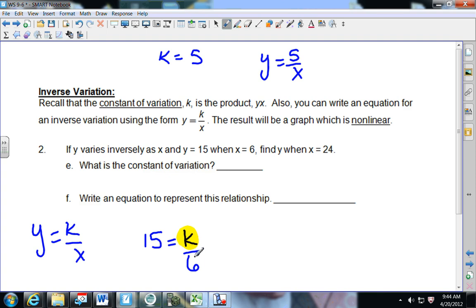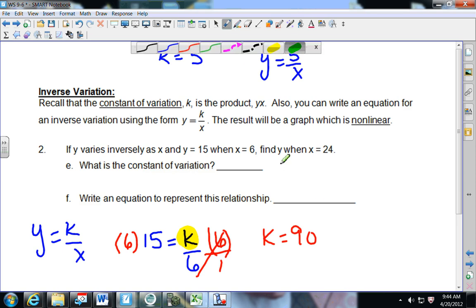What's the opposite of divide? Multiply. The opposite of divide is multiply. So by doing the opposite and multiplying by 6, this cancels out, and I get k equals 6 times 15, which is 90. That's your k value. So now it wants you to find y.